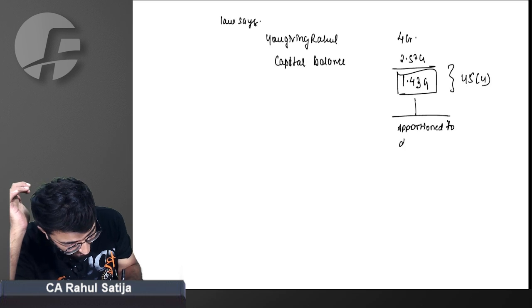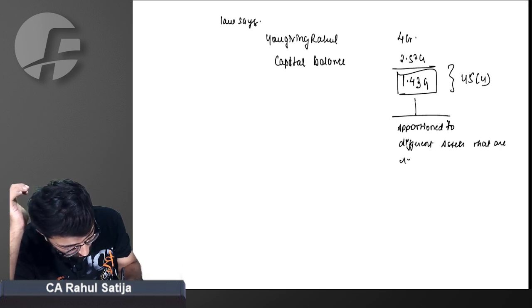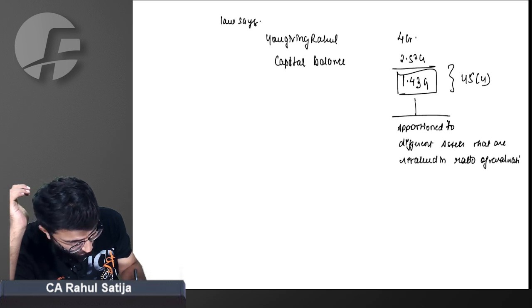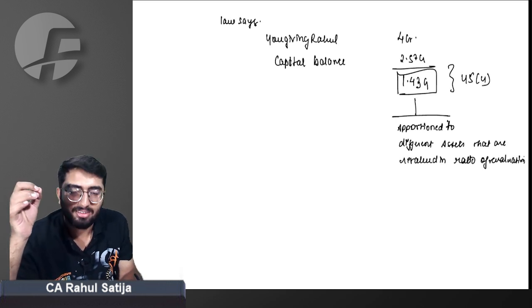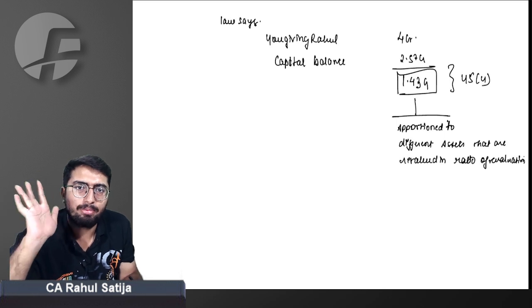This capital gain will be apportioned to the different assets that are revalued, in the ratio of revaluation. In the ratio of revaluation, this capital gain will be apportioned.